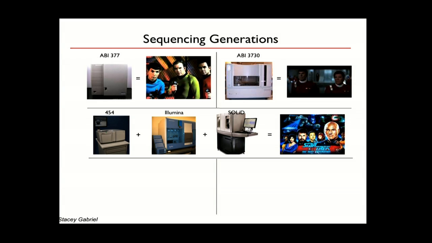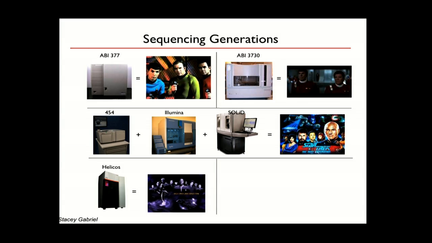I'm struggling here with, I don't even know what this next image is, but this is a Helicos machine. This is a single molecule sequencer. It's, I don't know, generation 2.5. It's very similar to Illumina and Solid and 454, but is actually working at the single molecule level.